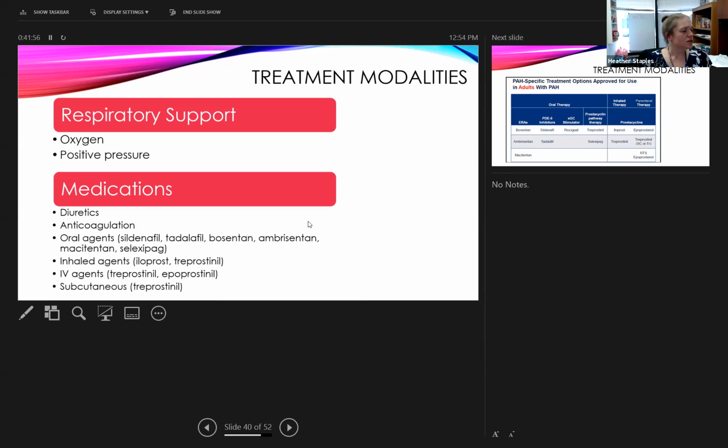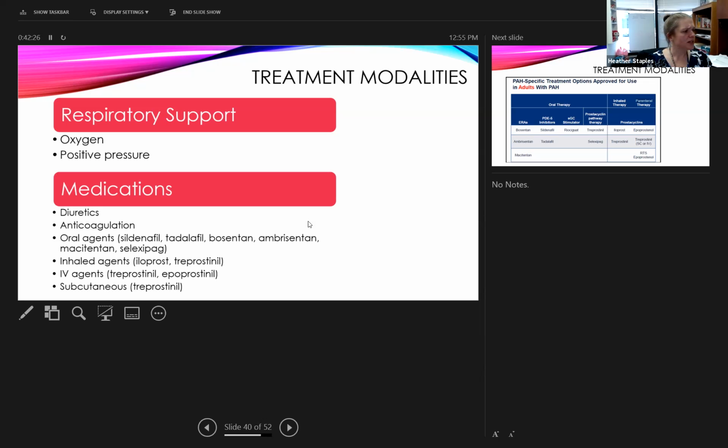Medications that we use: diuretics, anticoagulation, typically in the older kids. There are a wide range of oral agents. Some are not appropriate in babies. So typically you'll see in the babies the sildenafil, the bosentan, and that's usually it. Older kids, you might see tadalafil, which would be an alternative to sildenafil. Ambrisentan and macitentan are alternatives to bosentan, and selexipag is a separate drug class.